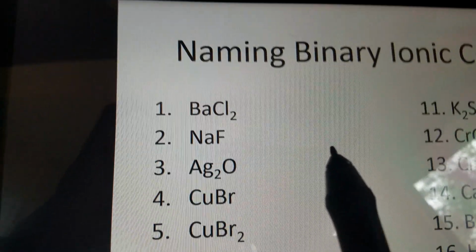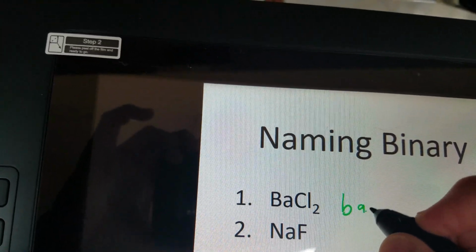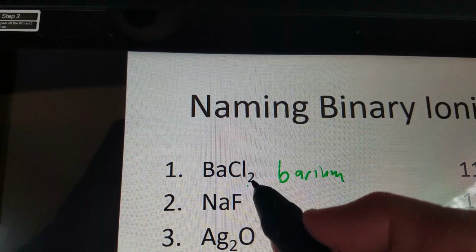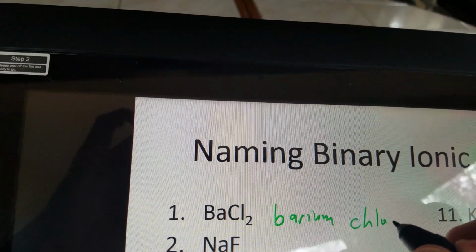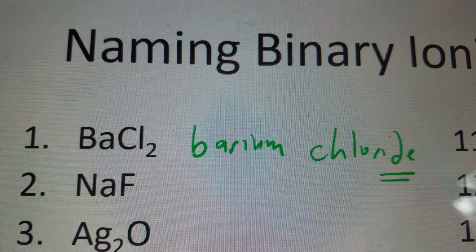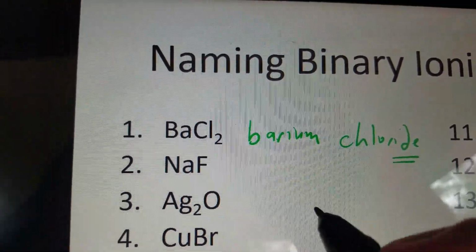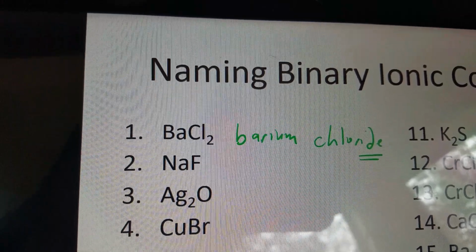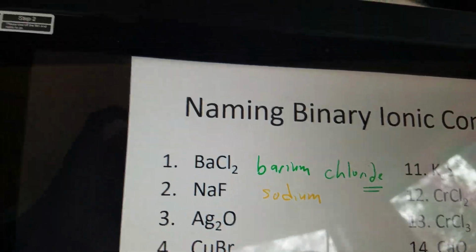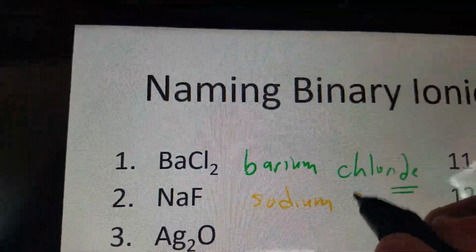All right, so if I'm naming these, the first one, remember I simply named the element just like it is, so that would be barium. And then this is chlorine, but I'm going to take off the INE and just make it a chloride. So I'm changing that ending to IDE. So what do you think you would get on this one? So Na is sodium. Fluorine is my second element, but I want to put the IDE ending, so it would be fluoride.